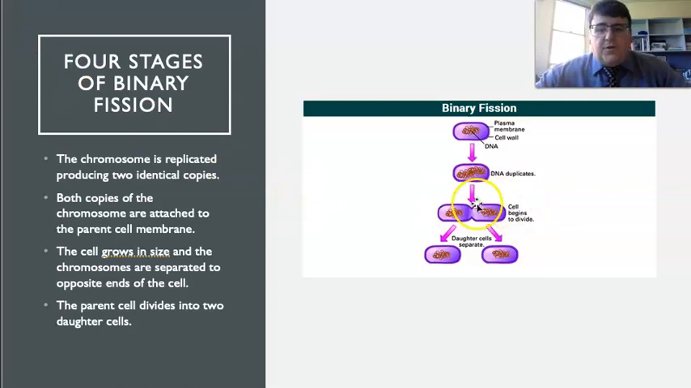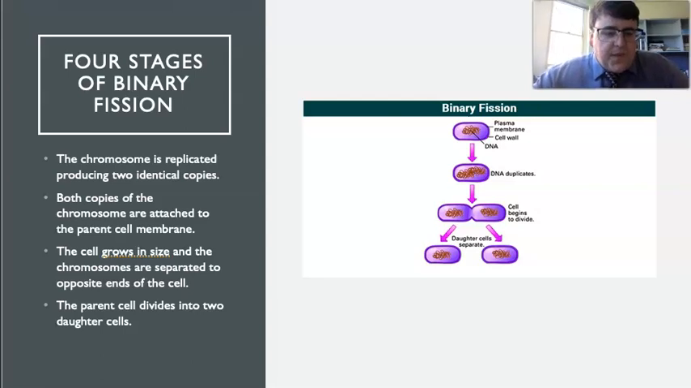One chromosome goes towards this side with the new cell, and the other goes to this side to the new cell. Eventually, this puts so much strain on the cell membrane that it physically rips in half, and you end up with 2 daughter cells, and the chromosome will unattach from the cell membrane back to the nucleoid region. It's a very simple process. DNA replicates, DNA attaches to the cell membrane, cell grows in size, cell divides, one chromosome in each cell. Very simple stages for binary fission.